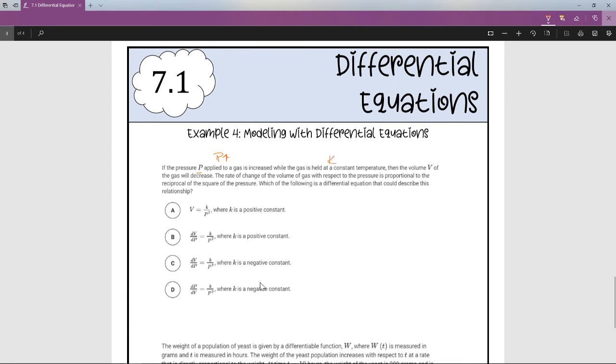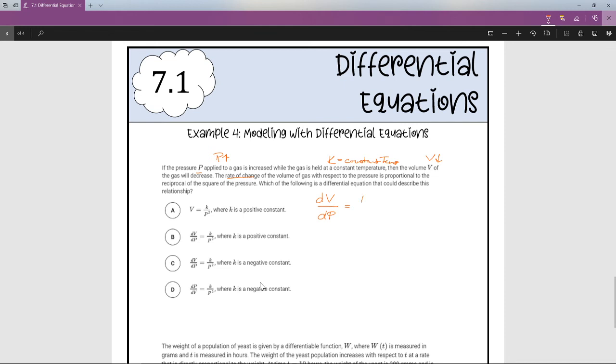Remember how earlier I talked about we write K as our constant. So for constant temperature, I'll just put this, then the volume V of the gas will decrease. So V will get smaller as P goes up. The rate of change of the volume of gas. So rate of change tells you you're going to have the derivative of the volume of gas, and here it's going to be with respect to the pressure. With respect to the pressure is proportional to the reciprocal.